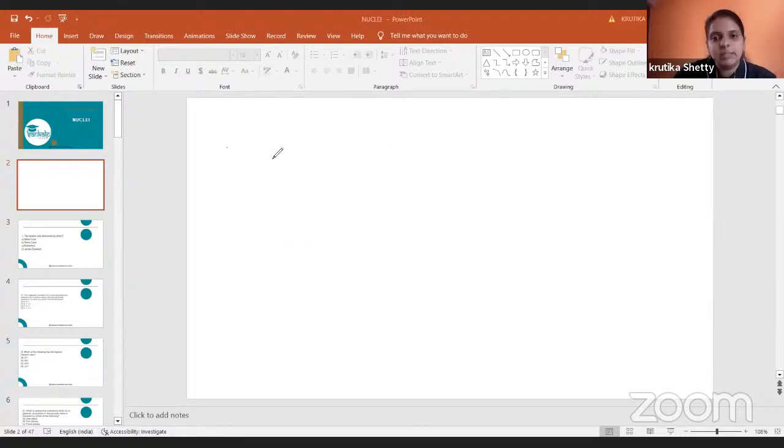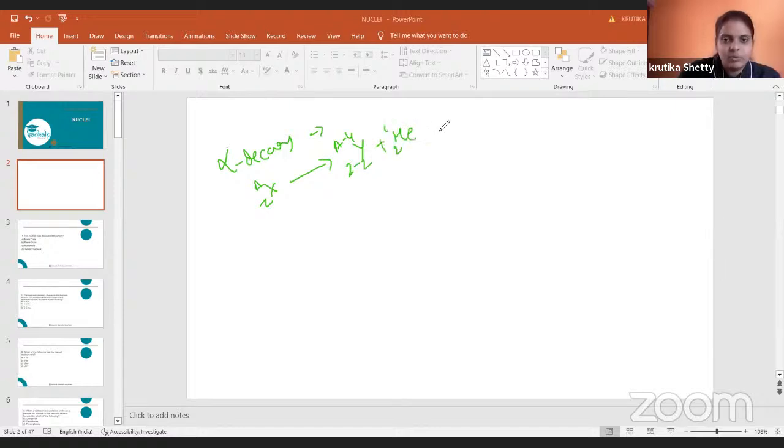During the alpha decay process, suppose I consider an example element X with atomic number Z and mass number A. When alpha decay takes place, the mass number decreases by 4 and the atomic number decreases by 2. This is called alpha decay. Along with this, it gives a helium nucleus plus energy.